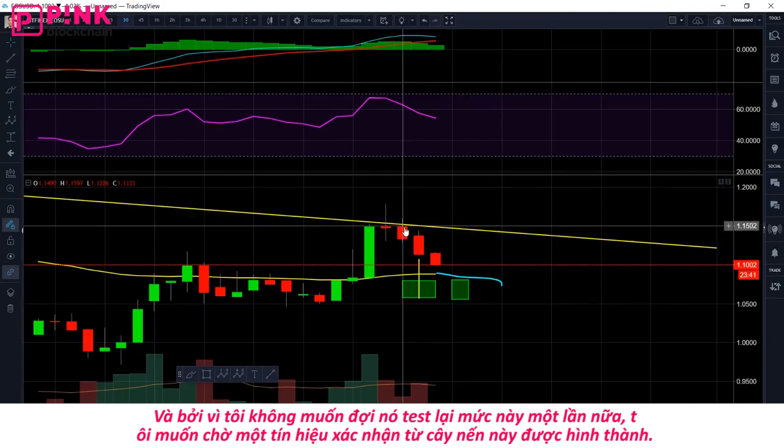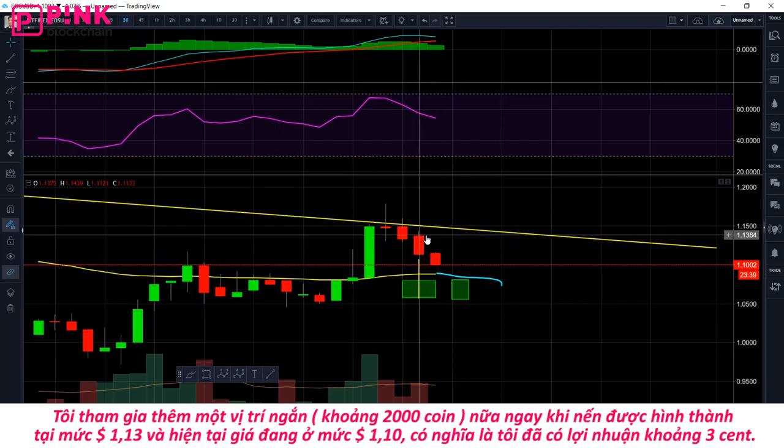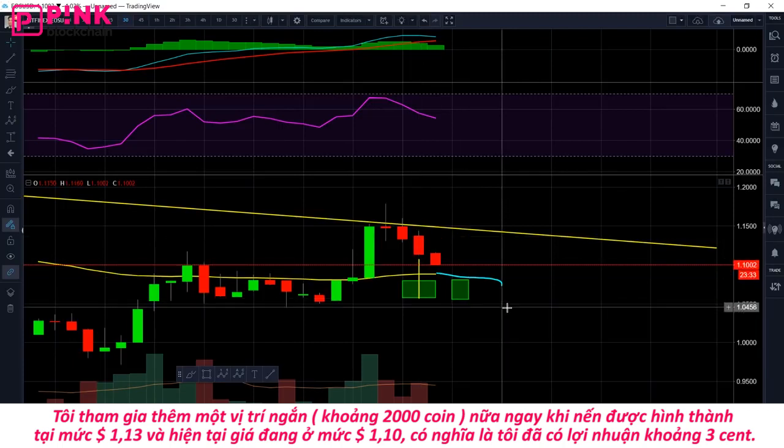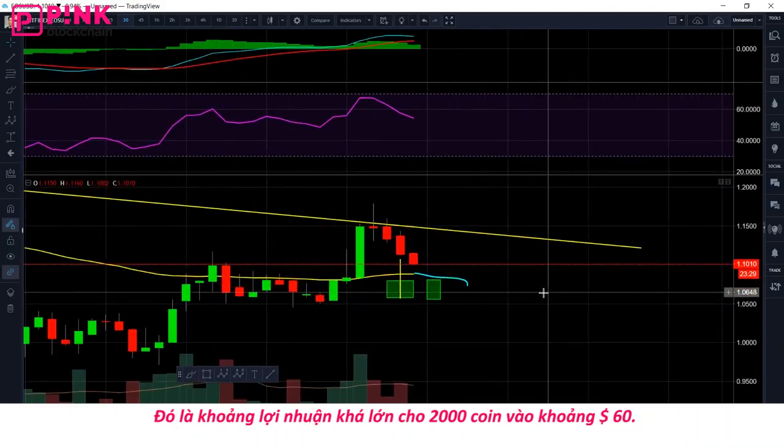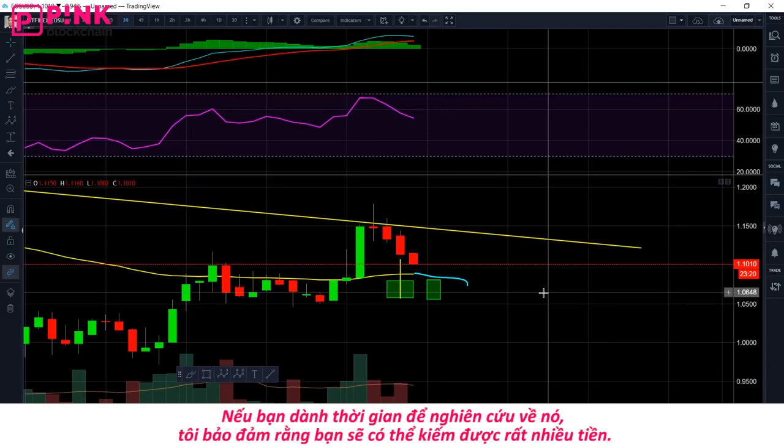I wanted this confirmation candle to form. I entered another short position as soon as this one formed. I entered it at 113 about, and now we're already at 110, which is a 3-cent profit, guys. That's a huge profit, okay? You just do the math on, say, 2,000 coins on the 3-cent profit. That's $60 right there. You keep doing it enough times, and I guarantee you're gonna make a lot of money.